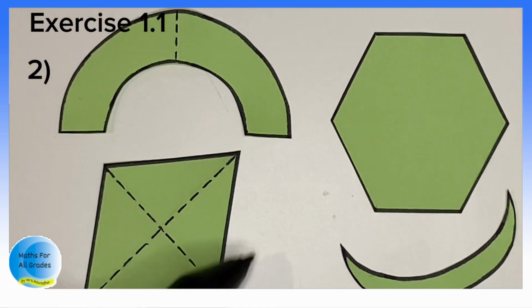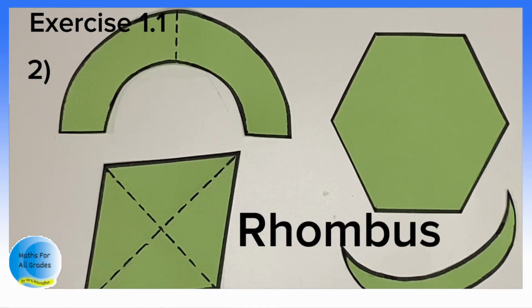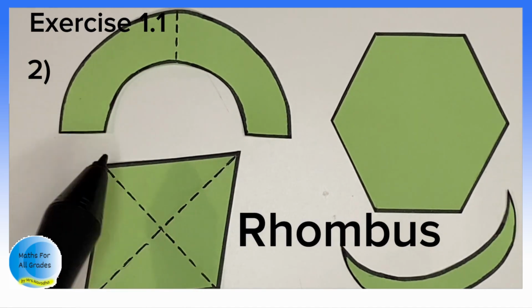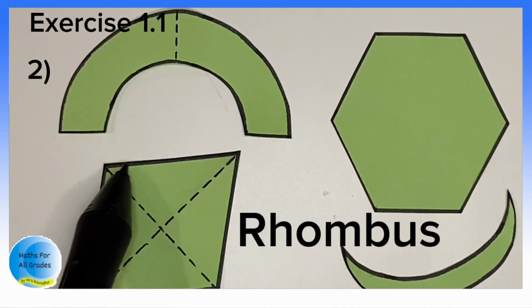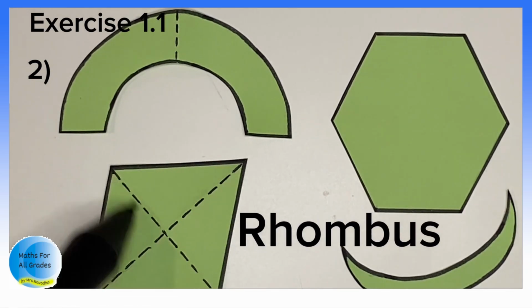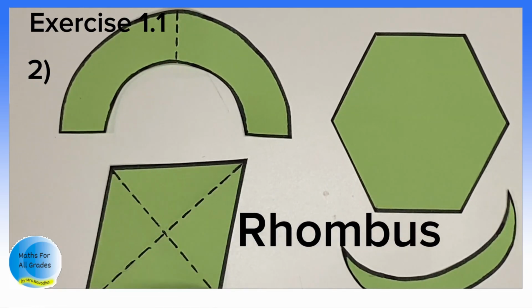Therefore, this has a special name. We call this a rhombus. That is why this shape has symmetry, because all the four sides are equal. These four sides are equal to each other. There are two diagonals here. By these diagonals, the rhombus is divided into two equal areas.